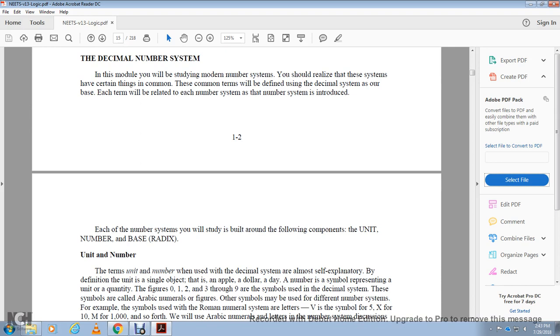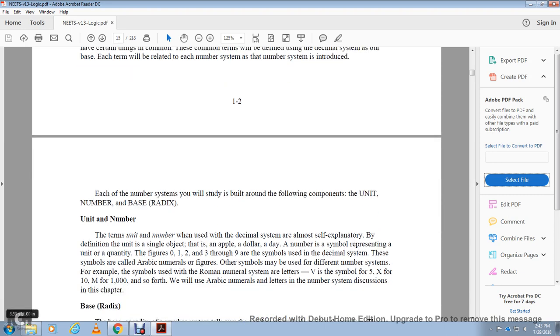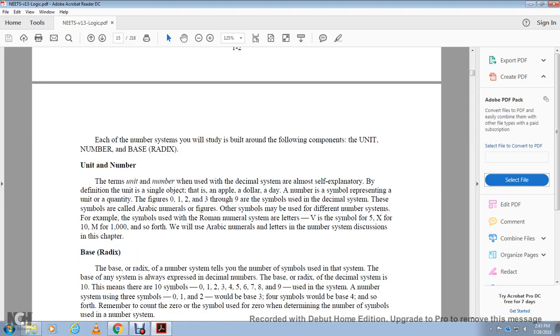A number is a symbol representing a unit or quantity. The figures 0, 1, 2, 3, through 9 are the symbols in the decimal system. These symbols are called Arabic numbers or figures. Other symbols may be used in a different number system. For example, the symbols for the Roman numeral system are the letter V for five, X for ten, and M for one thousand. You will use the Arabic number symbols for the number systems discussed in this chapter.